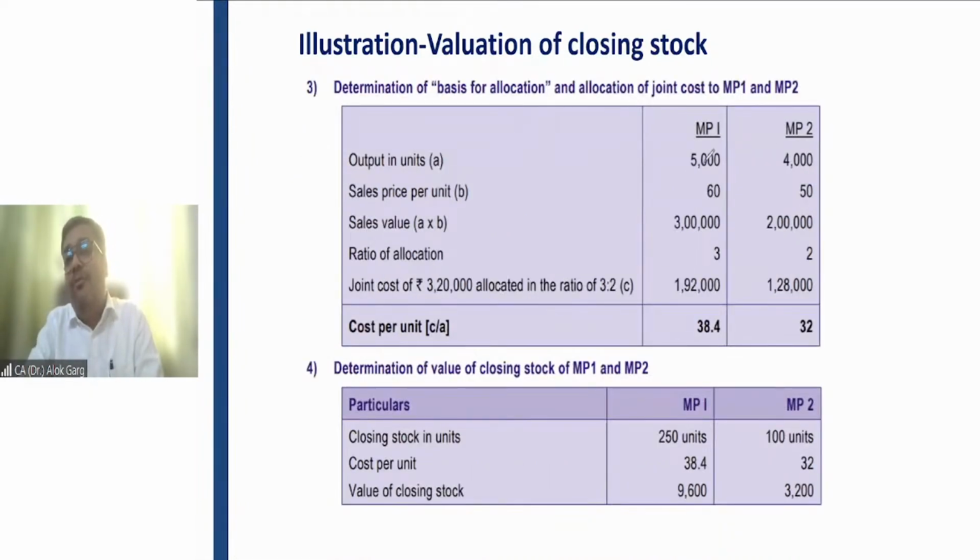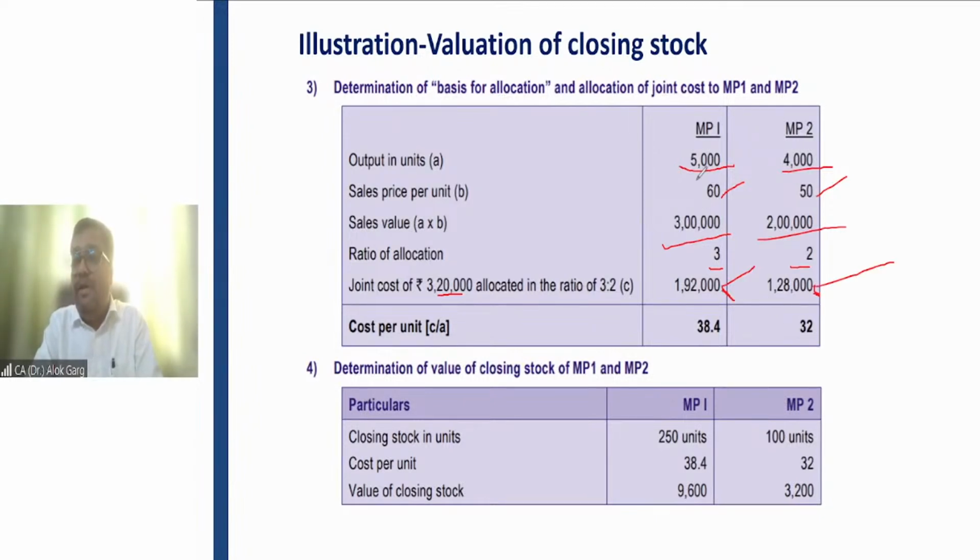What is my output? My output of MP1 is 5,000, MP2 is 4,000. My sale price of MP1 is 60 rupees and MP2 is 50 rupees. What is my total sales value? 5,000 multiplied by 60 is 3 lakh and 4,000 multiplied by 50 is 2 lakh. What is my ratio of allocation? 3:2 is my ratio of allocation. So I need to allocate 3,20,000 in 3:2. So 1,92,000 needs to be allocated to MP1. 1,28,000 needs to be allocated to MP2.